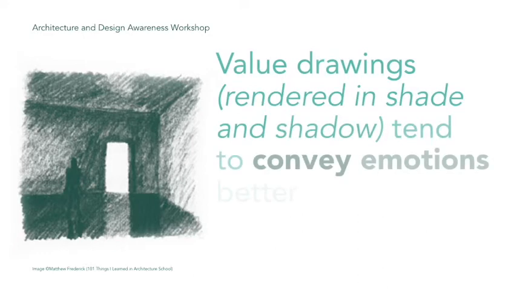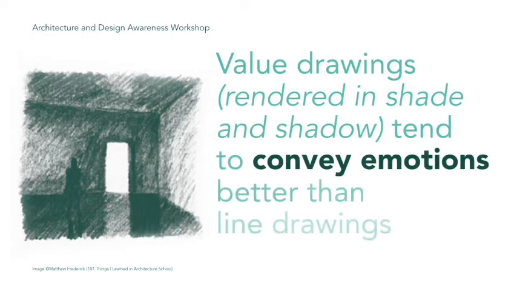Value drawings, rendered and in shade and shadow, tend to convey emotions better than line drawings. A line drawing is made of straight and curved lines placed against the background, with gradations in shade or hue to represent two-dimensional and three-dimensional objects. A rendered drawing has shading, texture, and sometimes color, and as a result, it's more expressive and appealing.